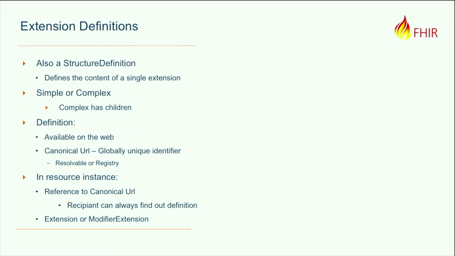The definition itself needs to be available on the web so that someone can find it. Ideally, the actual URL that's there, like a web page URL, you should be able to type that into a browser and get the definition back. Alternatively, or even in addition, it gets saved on a registry such as Simplifier. But whatever, it needs to be available for a recipient to look at.